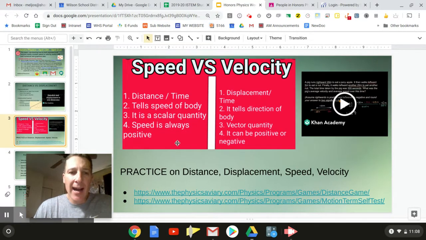And I would highly suggest, even if you don't watch the Khan Academy videos, that you practice with the 2 links below here on the bulleted items from the Physics Avery. There are 2 different practice interactive games dealing with these 4 quantities.